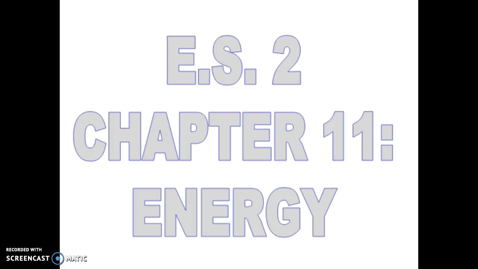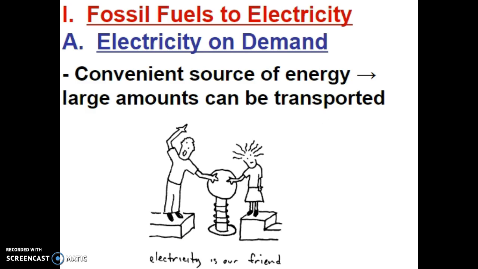This is Environmental Science 2, Chapter 11, Part 1 on energy. In this portion of the video lecture, we will be discussing fossil fuels and how they produce electricity. The reason why we use fossil fuels is that it's a very cost-efficient way to transport very large amounts of energy to homes, schools, public buildings, and the like.